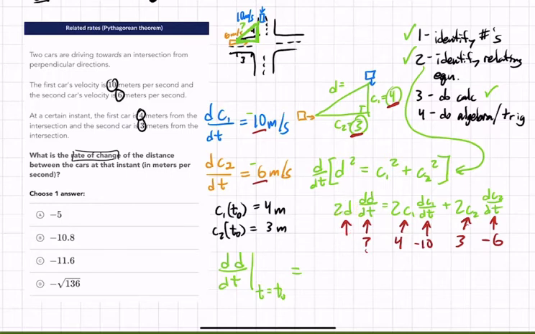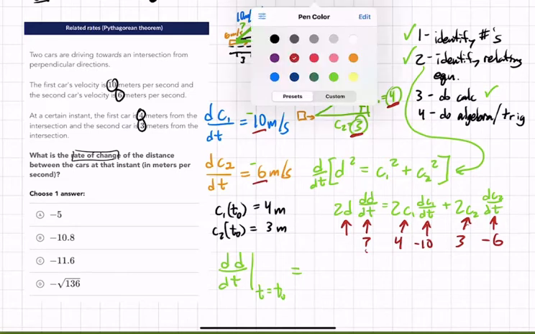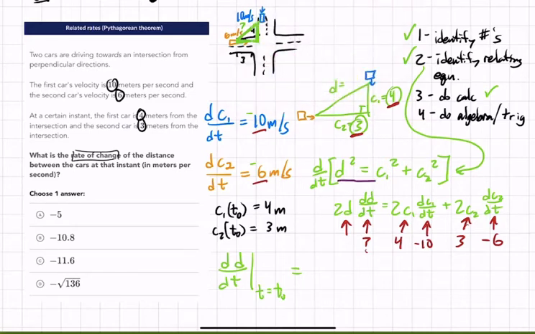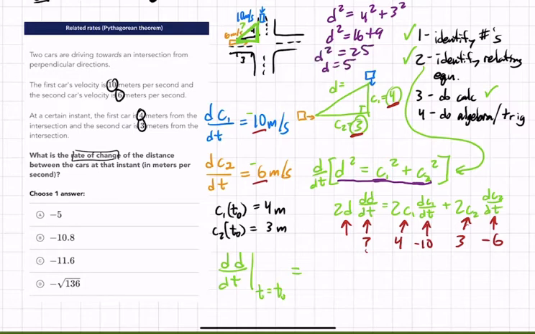There is, Mr. Patey. Okay, weird voice. What are we going to do? We're going to take this relating equation and plug in what we know. d squared equals 4 squared plus 3 squared. The c sub 1 is 4 and the c sub 2 is 3. So let's solve that. d squared equals 16 plus 9. 16 plus 9 is 25. So that means d equals 5. So I'm going to put 5 right there.